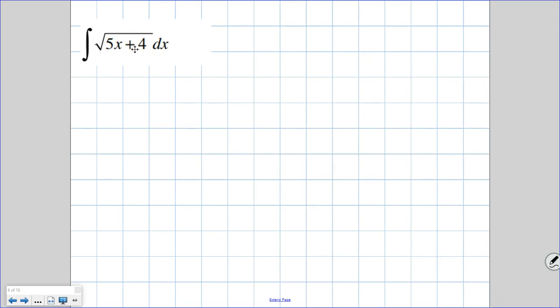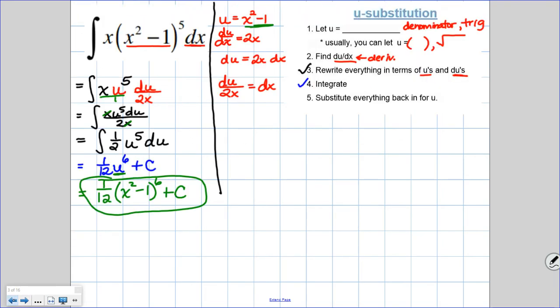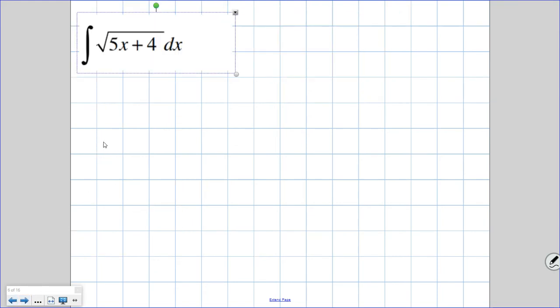Now this time I have a radical. The radical acts like parentheses. So remember before when I said u is usually going to be something in parentheses or under a radical or in the trig function or the denominator. That's what I'm talking about. So this time I'm going to let u be the 5x plus 4.